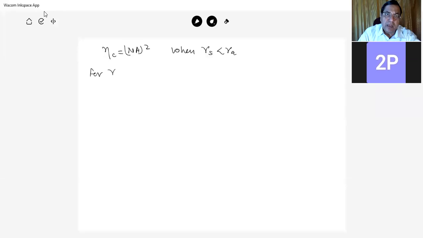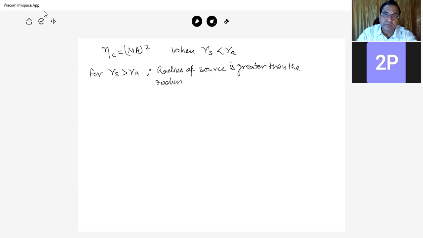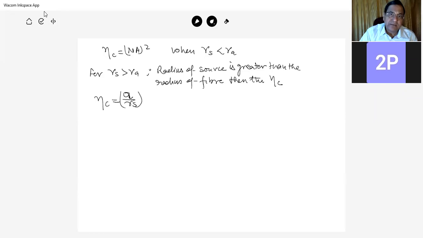For RS greater than RA, that is, the radius of source is greater than the radius of fiber, then the coupling efficiency eta C is A by RS whole square into NA square.